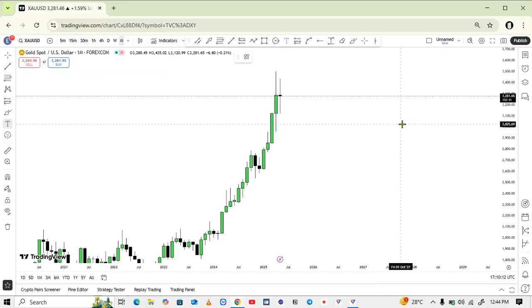So on my chart here, looking at this chart, this is a gold trade.